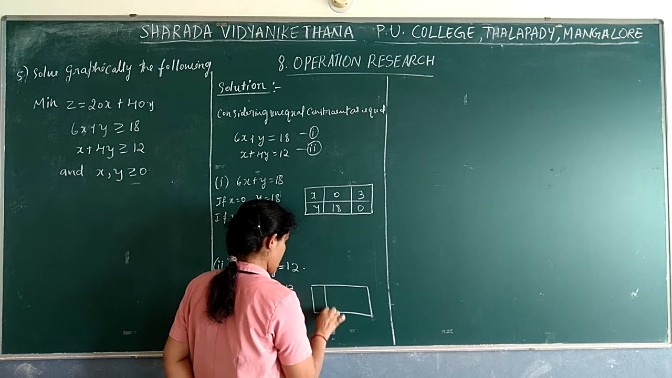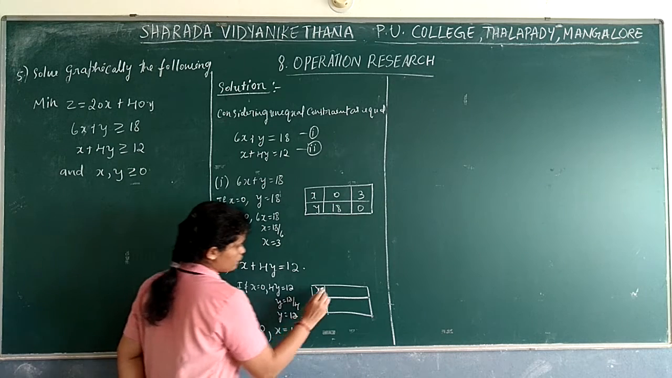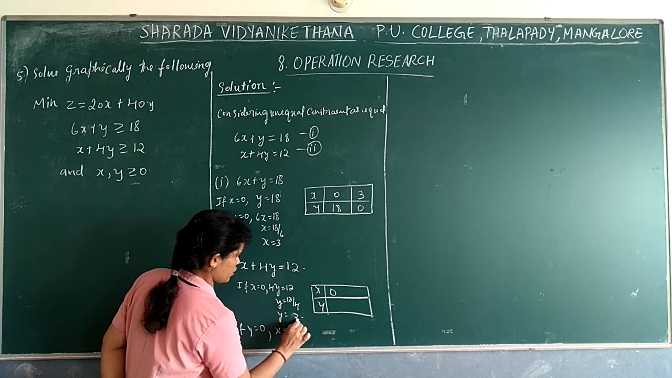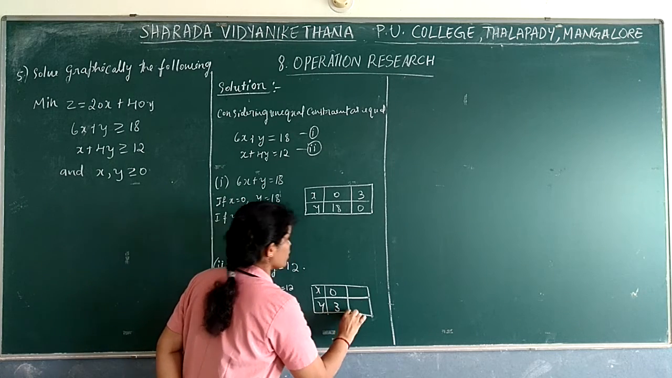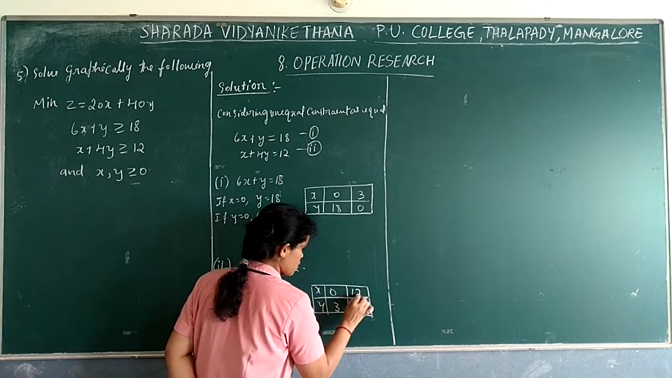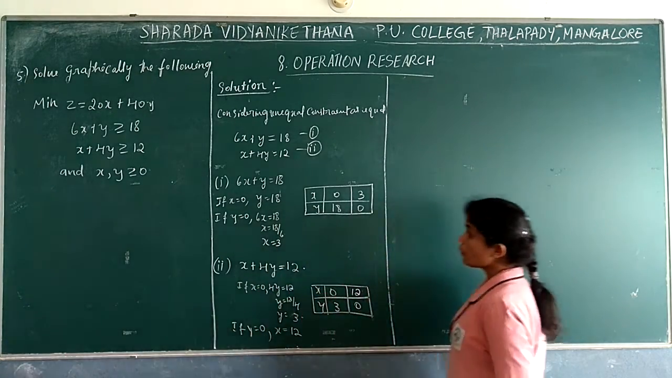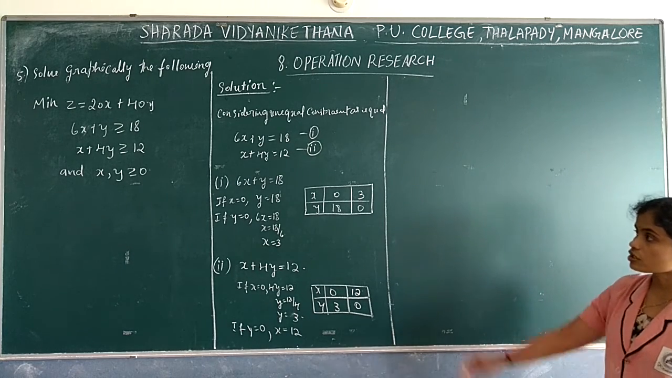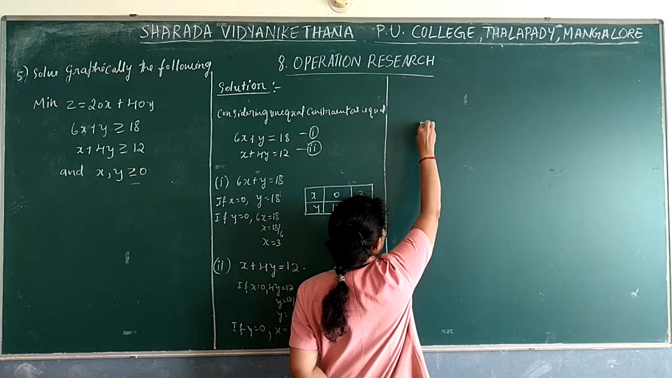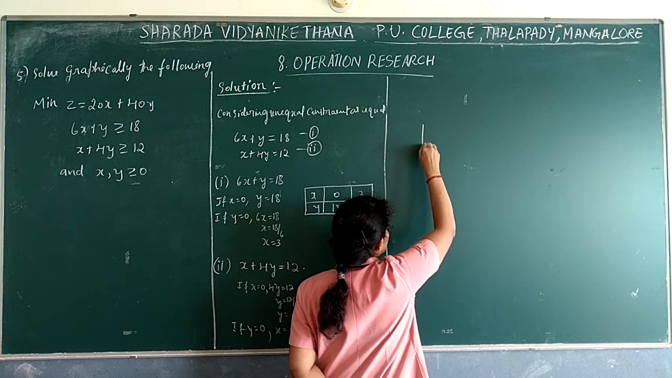We got values as, when x is 0, y is 3. Then when y is 0, x is 12. Now we got two pairs of points for each equation. Now plot this on the graph. Now take x and y axis.